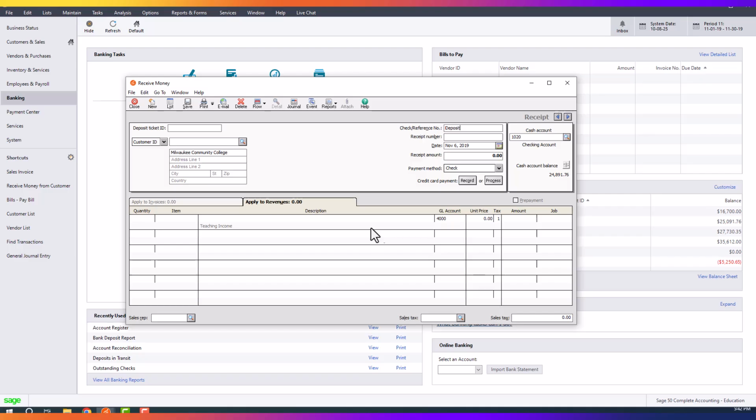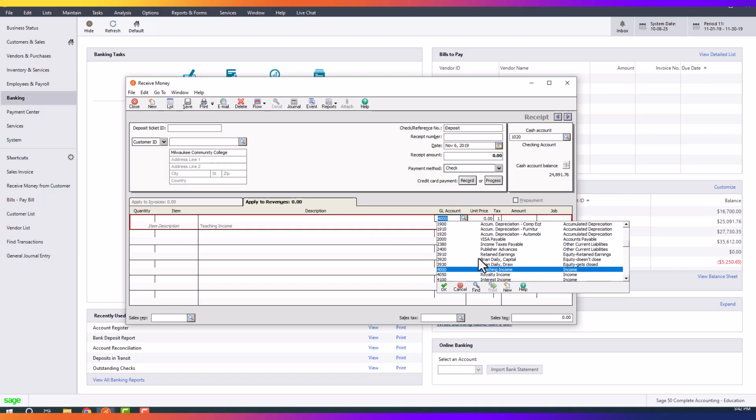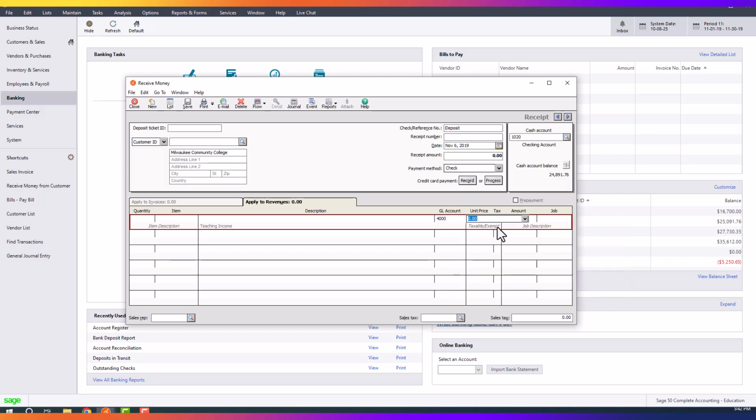And then down below, I need to make sure this maps to the correct account. This is coming from Milwaukee Community College, so the source of income is teaching income, so I make sure that's selected. And then I can just type the amount in the amount field. It's $2,716.19. And then I can put in the deposit ticket ID, which is the date, so that's 11/6/19. And then I think we're ready to go, so we'll see if we get an error message with that reference number. I'm going to click save, and I did not, so I'm going to close out of the window.